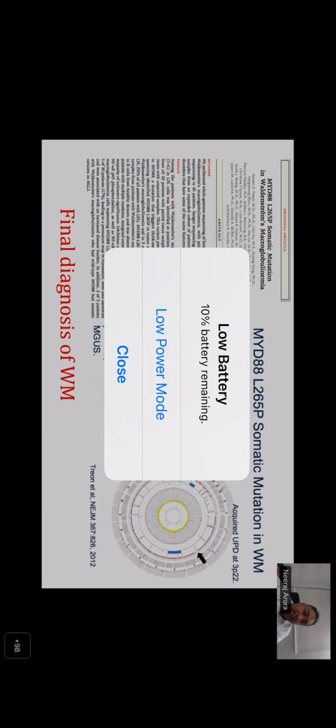So MYD88 L265P somatic mutation is seen in approximately 90% of the cases of Waldenström. It helps you confirm your findings, though you already are aware of the immunohistochemical profile and the IgM in these particular cases. But this particular mutation helps you characterize and then diagnose a little more confidently, or gives you an objective criteria for diagnosis of this. Next slide.